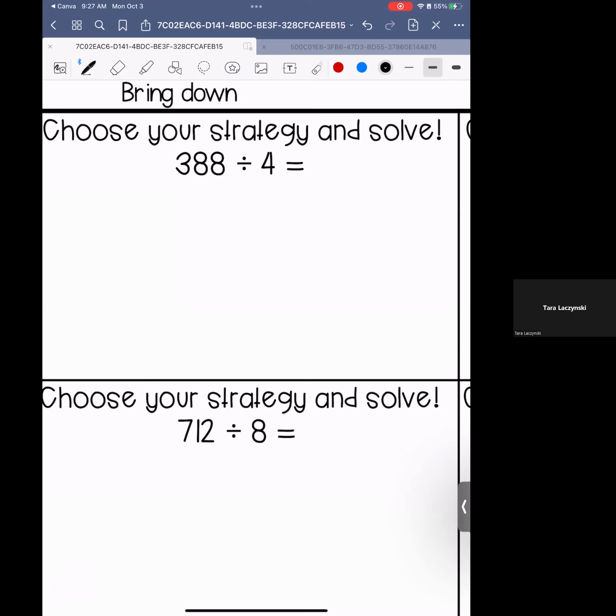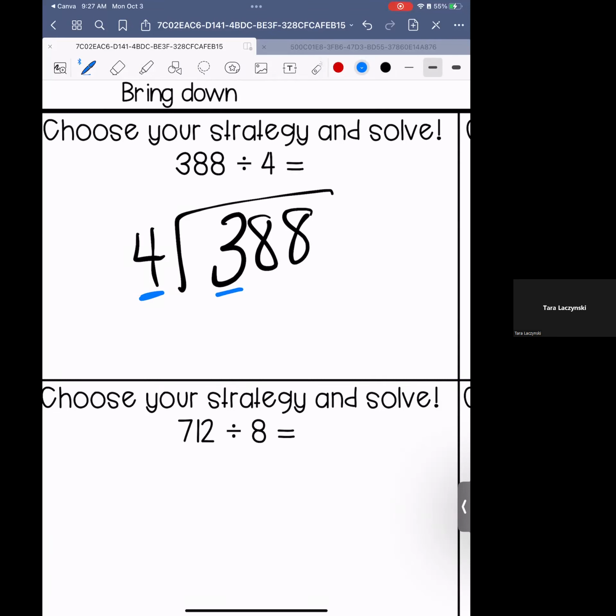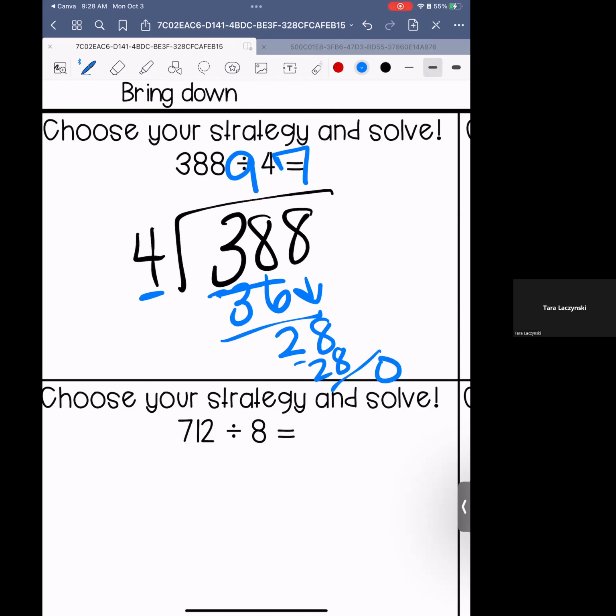So starting with 388 divided by 4, first number goes inside. Second number goes outside. 4 cannot divide into 3, but it can divide into 38 9 times. 9 times 4 is 36. We subtract. 38 take away 36 is 2. Bring down our 8. 4 goes into 28 7 times. 7 times 4 is 28. We subtract. 28 take away 28 is 0. Our answer for question number 1 is 97. There is no remainder.